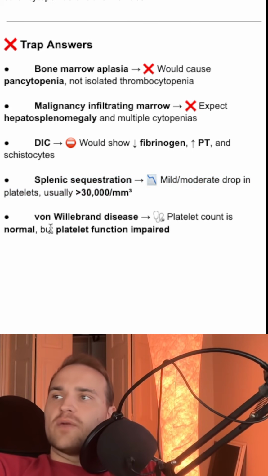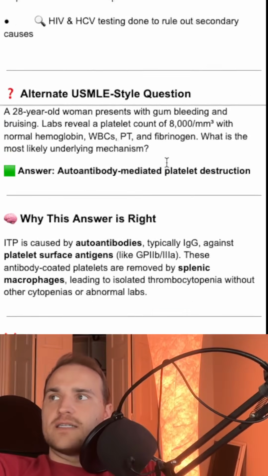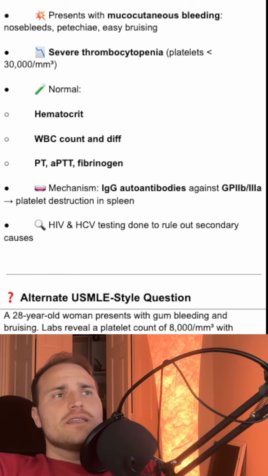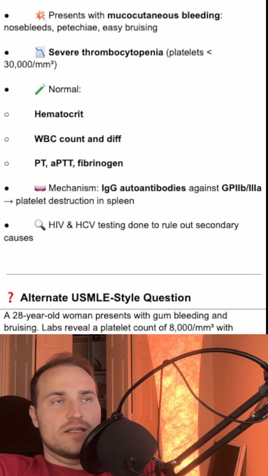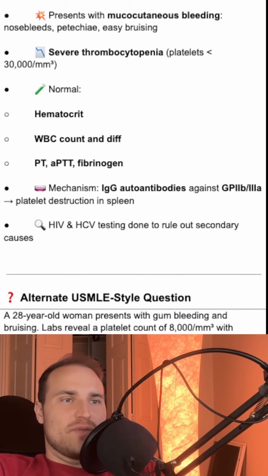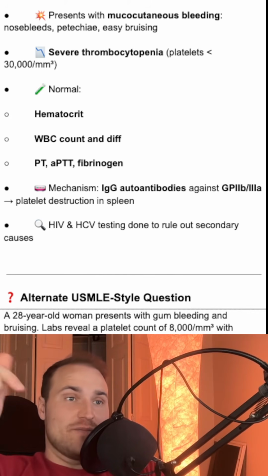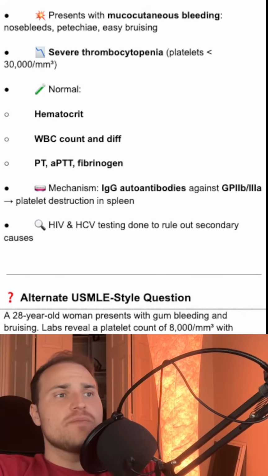Von Willebrand, the platelet count is normal, but the platelet function is impaired. Okay, so it's not going to be von Willebrand's disease. All right, so just going down the list, what's important about this question is that it's not the bone marrow because the retic is normal, not infiltrate because then it'd be pancytopenia, not DIC because that'd be accelerated platelet consumption and you'd show decreased fibrinogen and elevated prothrombin time. It just would take longer, and that's not the case here.